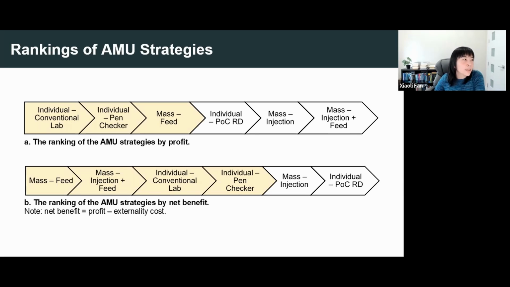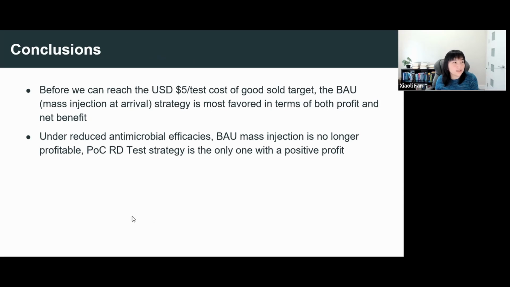However, here you can tell that the one on the top is just by profit, and the one on the bottom is the net benefit. So injection plus feed is going to lead to the highest profit. However, it also has a really high externality cost. And the individual point of care rapid diagnostic test is going to have the highest net benefit if we can achieve that USD $5 per test cost.